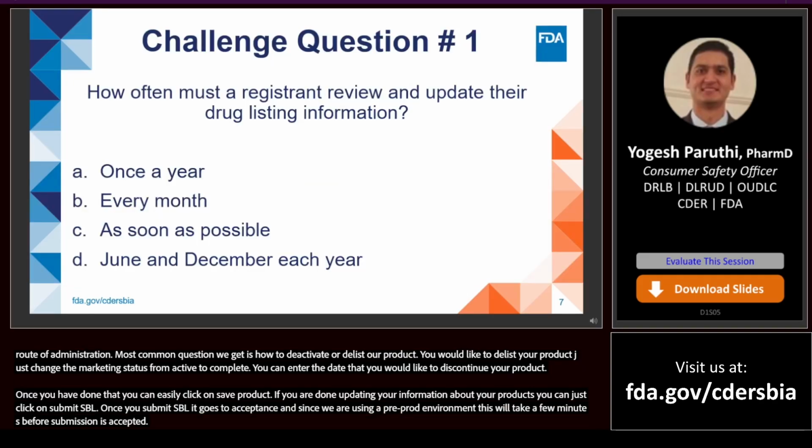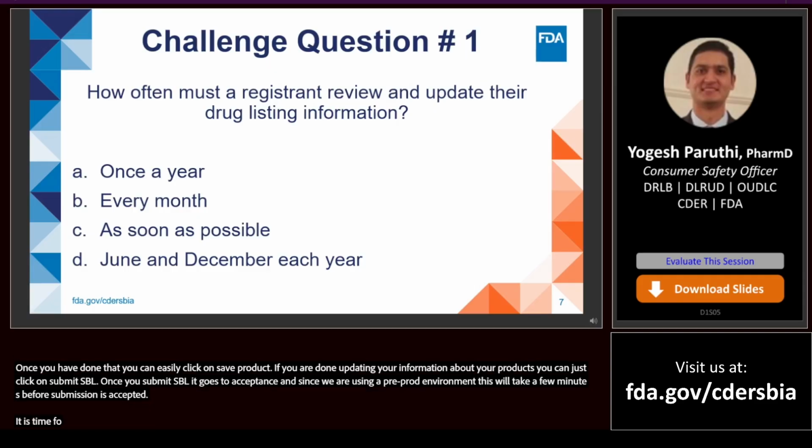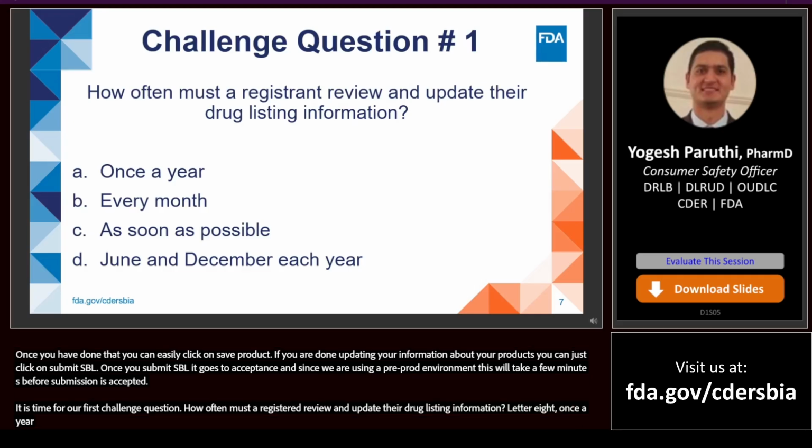It's time for our first challenge question. How often must a registrant review and update their drug listing information? Is it A, once a year? B, every month? C, as soon as possible? Or D, June and December each year? I'll give you a few seconds to think about it. If you guessed June and December each year, you are correct.